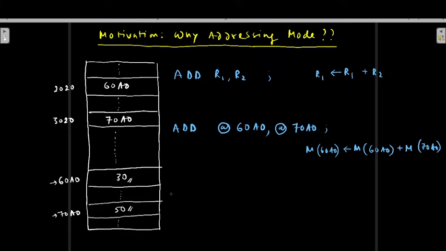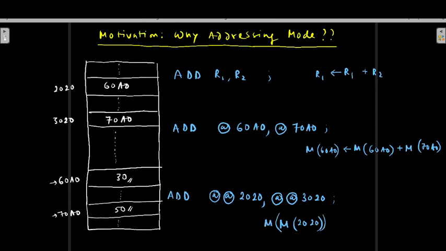Now consider the third type of instruction, add @2020, comma @3020. Now what is the meaning of this instruction? The meaning of this instruction is written here, and store the result at 2020.